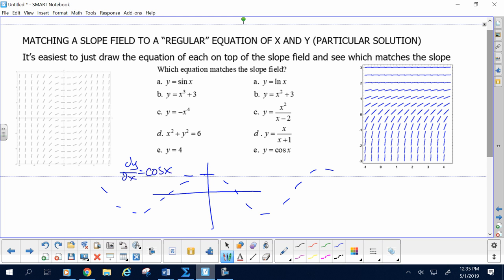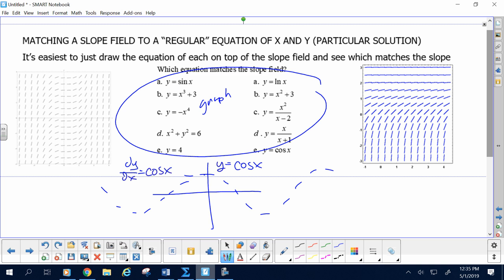No. Okay, because you're trying to fit the solution curve. This would be y equals cosine of x. dy/dx would actually be negative sine of x. And so be careful in distinguishing solution curves versus the differential equation. You should be able to graph these on top of the slope field. Graph the solution curve on top of the slope field and say which one matches.